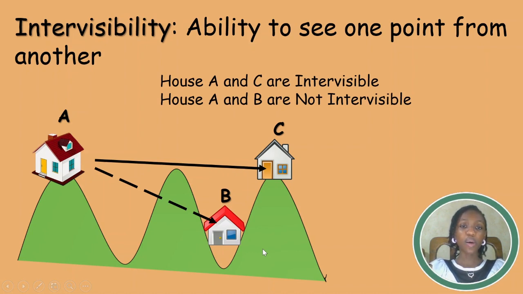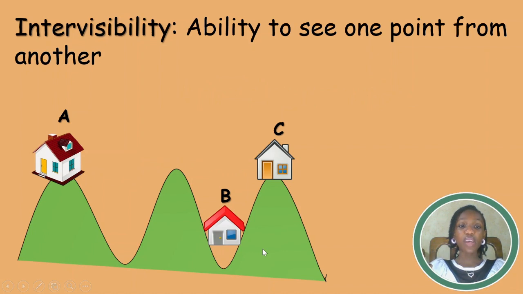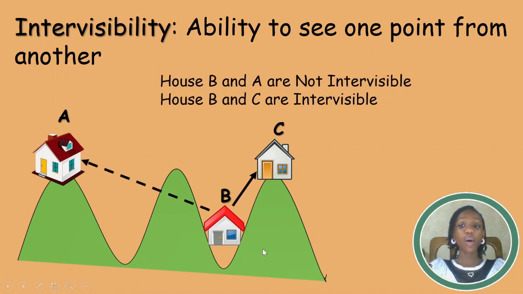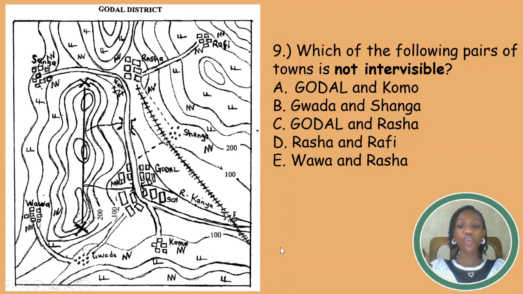Now, let's try another example. Making our reference point house B, what can you observe? So that means that from house B, we can see house C, but not house A. So house B and A are not intervisible, while house B and C are intervisible. So now that we understand this concept clearly, let's go back to the question. So the question is simply asking which of the following pairs of towns cannot be seen from each other. I remove the key since we don't need it, and we can make it easier to see the settlements better. So let's take all the options one by one.